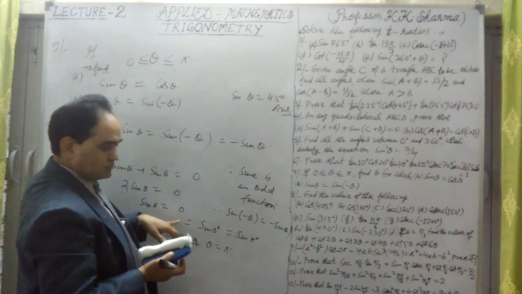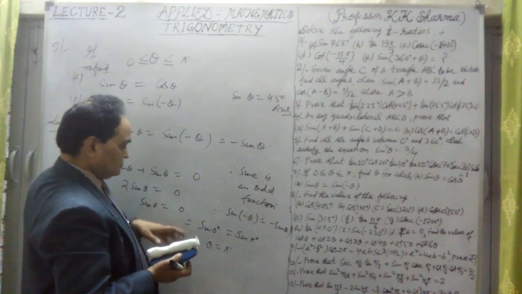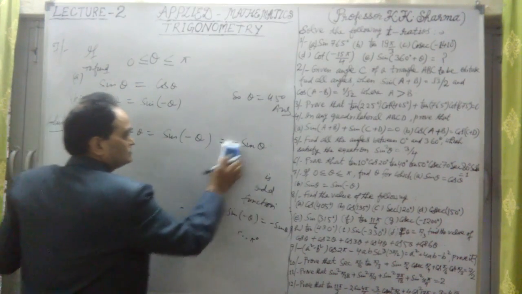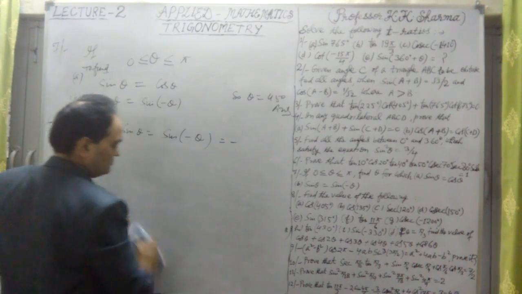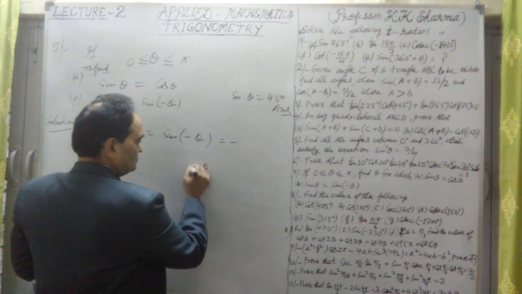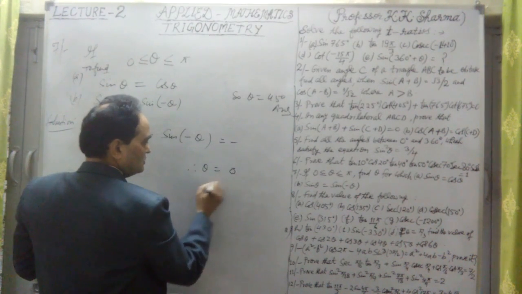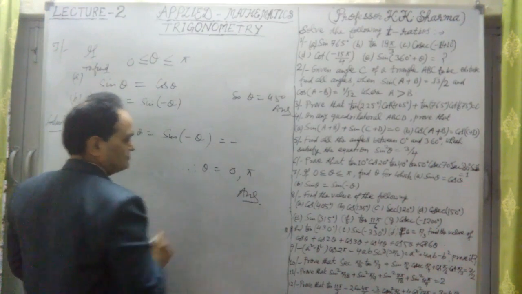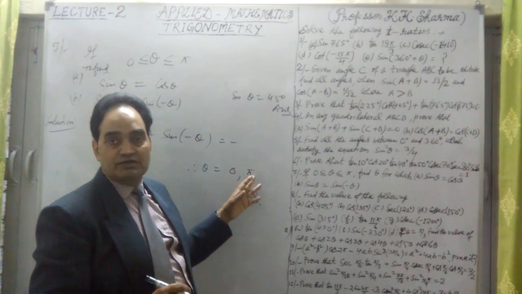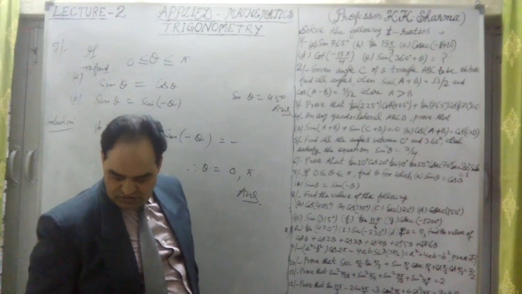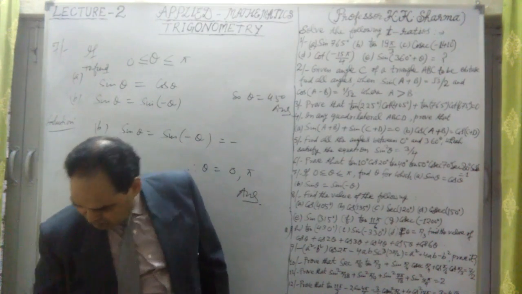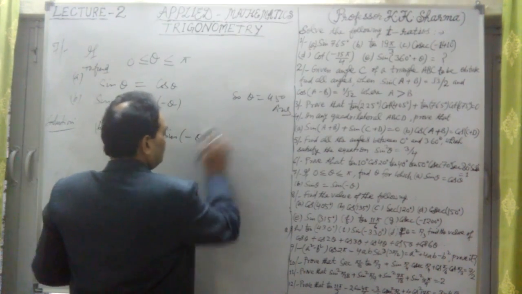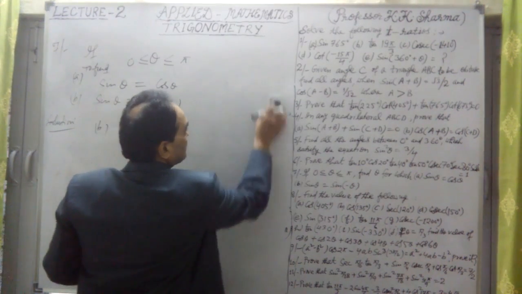So sine is 0 for theta equal to 0 and pi in this case. Therefore, theta is equal to 0, comma pi. These are the two answers of the second part. 0 and pi, that is 180 degrees, is the answer here. The 7th question we have done. Now let me talk about the next question.